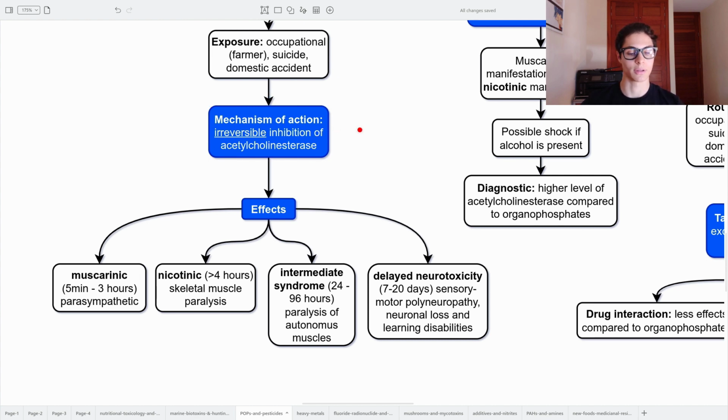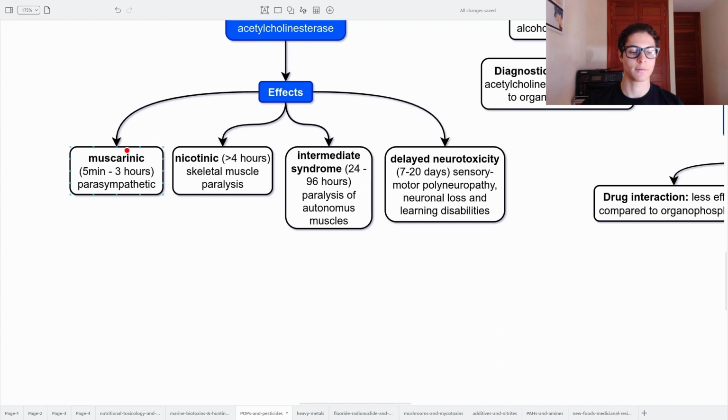acetylcholinesterase. Very important, because that will have muscarinic effects from 5 minutes to 3 hours after the exposure, which is indeed parasympathetic-like symptoms, so a lot of lethargy. Then, after 4 hours, nicotinic effects start to appear, which are, for example, the skeletal muscle paralysis. Then, from 24 hours to 96 hours, we have the intermediate syndrome, which is a paralysis of autonomous muscles.